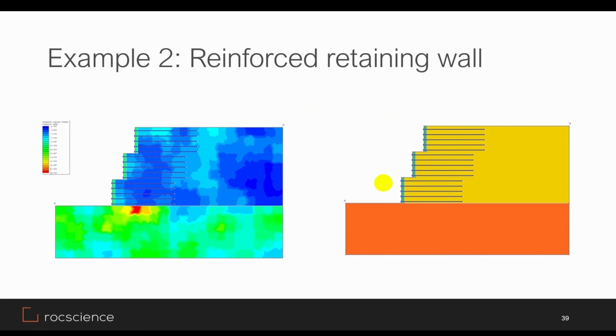Now let's look at the second example. This is a reinforced retaining wall example. We have two material layers, and we showed this example in our previous lecture as well, but without a spatial variability. Now let's see what happens when we consider spatial variability in this example.